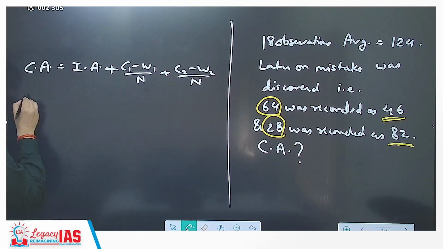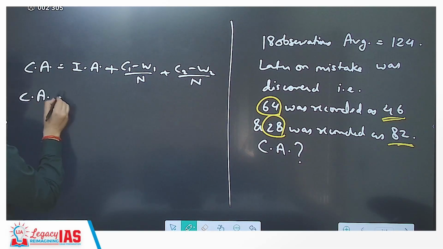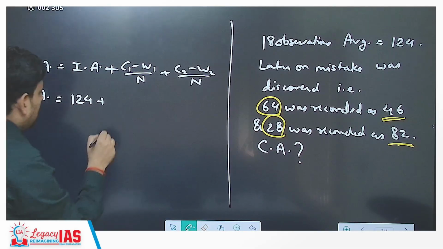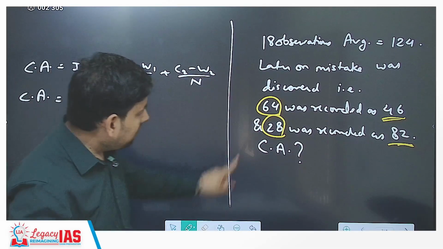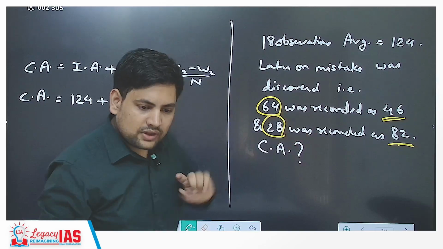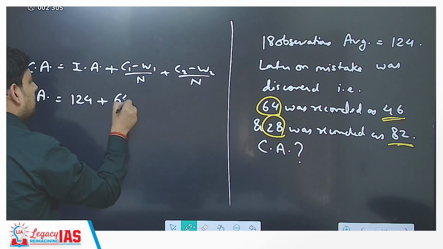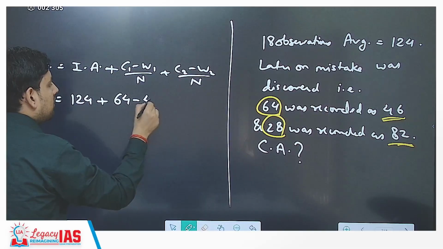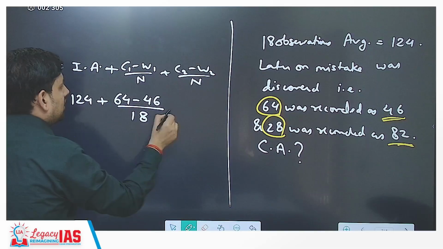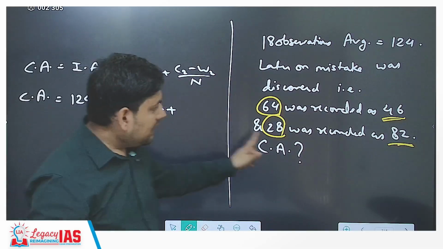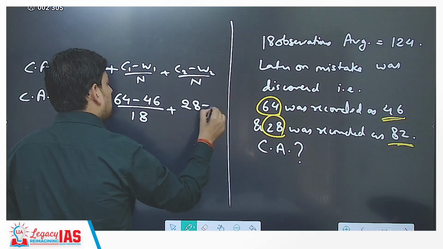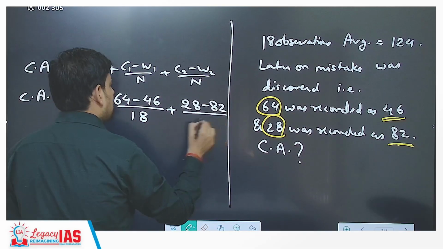Now, corrected average I have to find. Incorrect average is 124 plus. Now the first one, 64 was recorded as 46. That means correct is what? 64 is the correct one. So this goes 64 minus what was recorded? Wrong one, that is 46, divided by N is what? N is 18. Then plus, 28 was recorded as 82. So correct is 28, and wrong is 82, divided by 18.